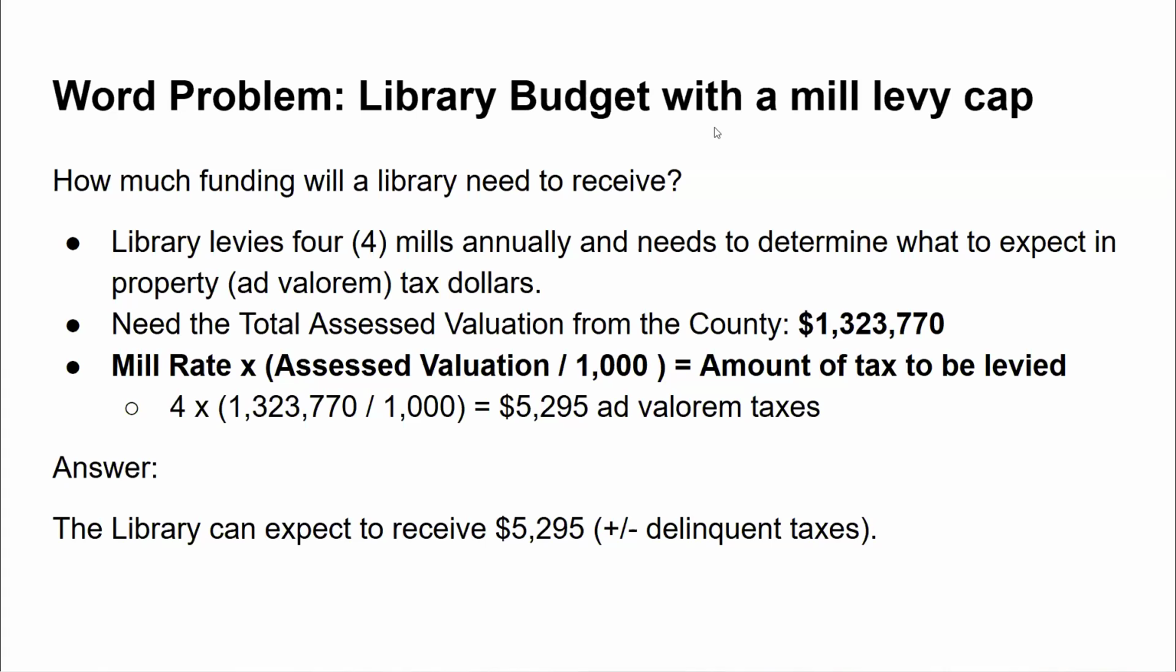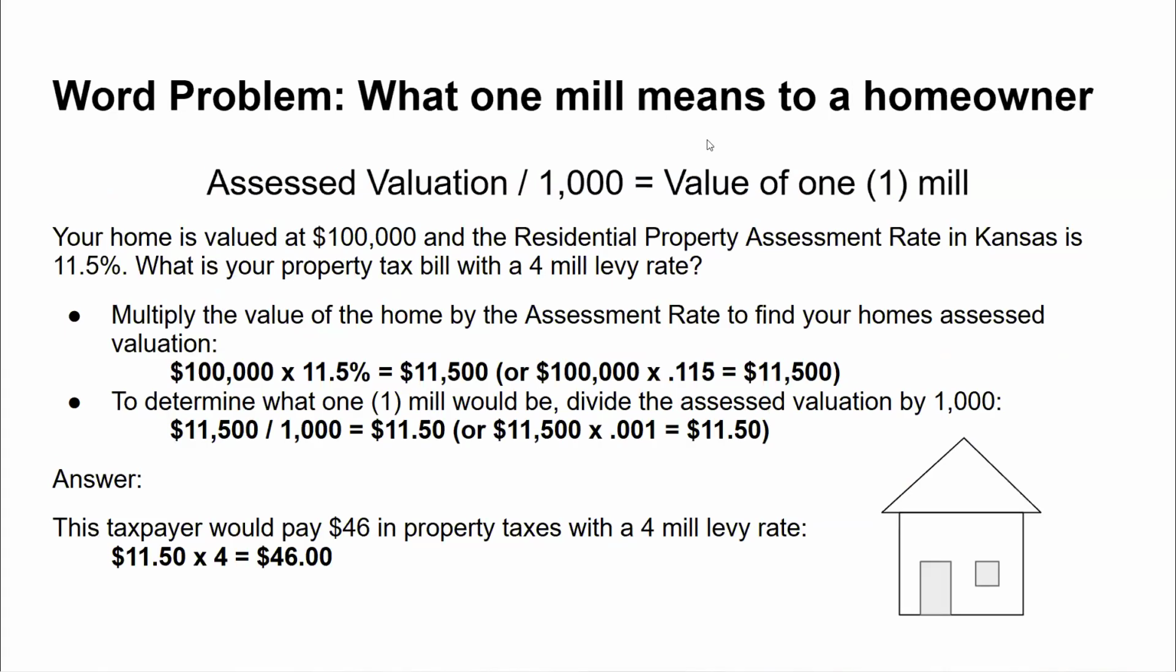Okay. So what does this mean to a homeowner? Just out of curiosity, as a taxpayer, you might be curious to know how much support you're giving the library through your property taxes. So here's the problem, as stated in a word problem. Your home is valued at $100,000. So what is the tax bill if the mill levy rate is 4 mills?